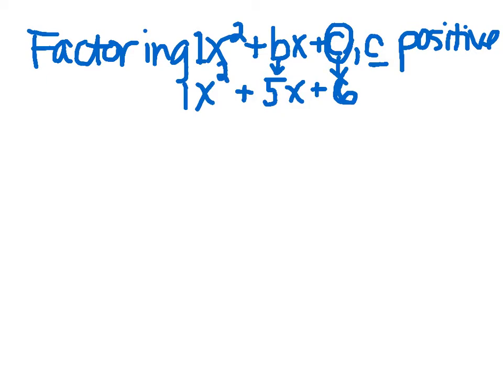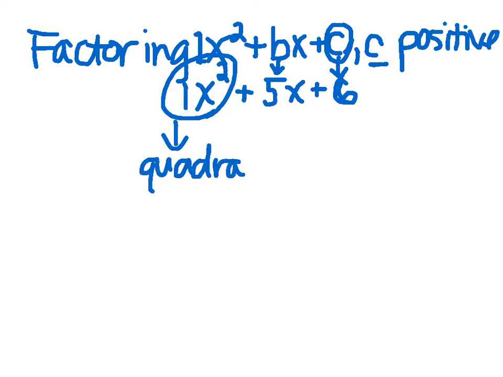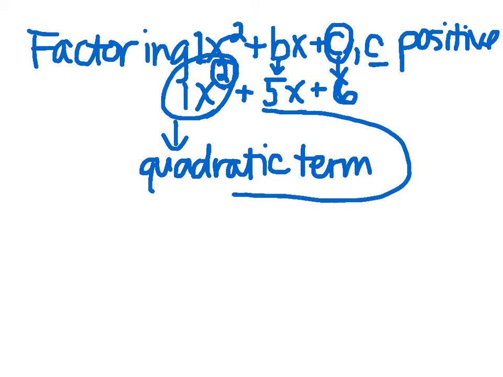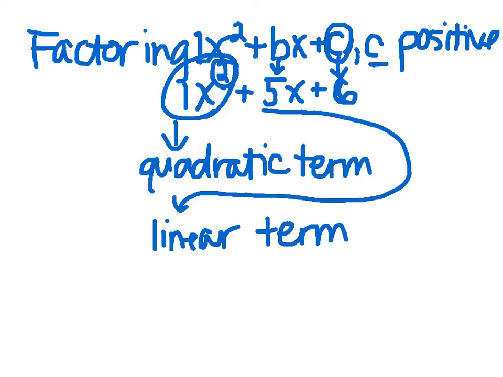I do want to say that this term with an exponent of 2 has a special name. It's called the quadratic term. And we're going to use that word quadratic quite a bit this year. But quadratic term just means the exponent is 2. The 5x also has a special name. It's called the linear term, because its exponent is 1. Okay, with that settled, let's move on and look at a specific example.